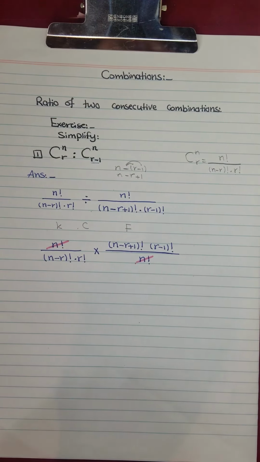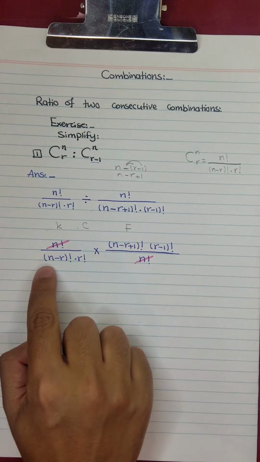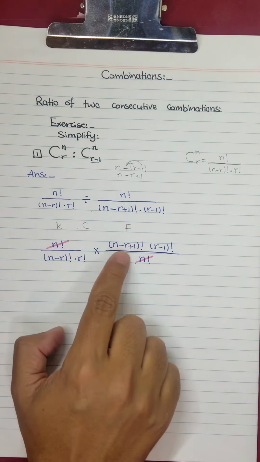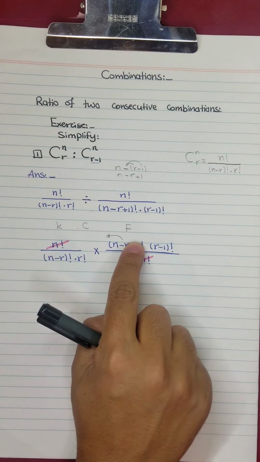Now look at this, guys. This is (n minus r) factorial. This is n minus r, the same thing, plus 1. Which one is bigger? This one is bigger, because it's plus 1. This is n minus r only, but this is n minus r plus 1. So what are we going to do? We will actually take this out. And when we take this out, we will reduce the factorial by 1. It was n minus r plus 1, you will reduce 1, so it will be n minus r.